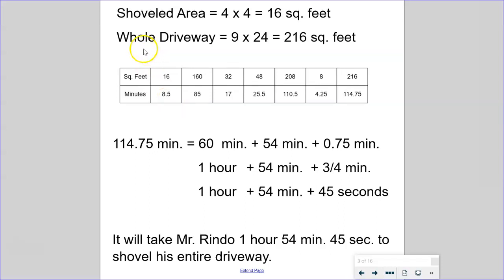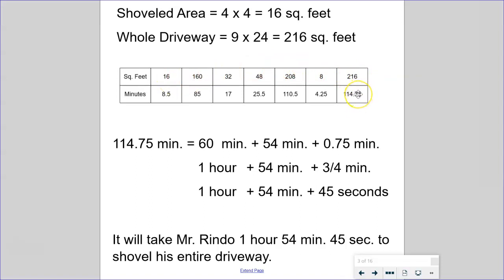Now, what I next found out is, what is the area of the entire rectangular driveway that is 9 feet wide and 24 feet long? I didn't show you this, but I used an over strategy. I did 10 times 24, which is 240, and then I subtracted the extra group of 24. That gave me an area of 216 square feet. So essentially what I had to do is say, okay, if it takes me 8.5 minutes to shovel 16 square feet, how many minutes would it take me to shovel 216 square feet?